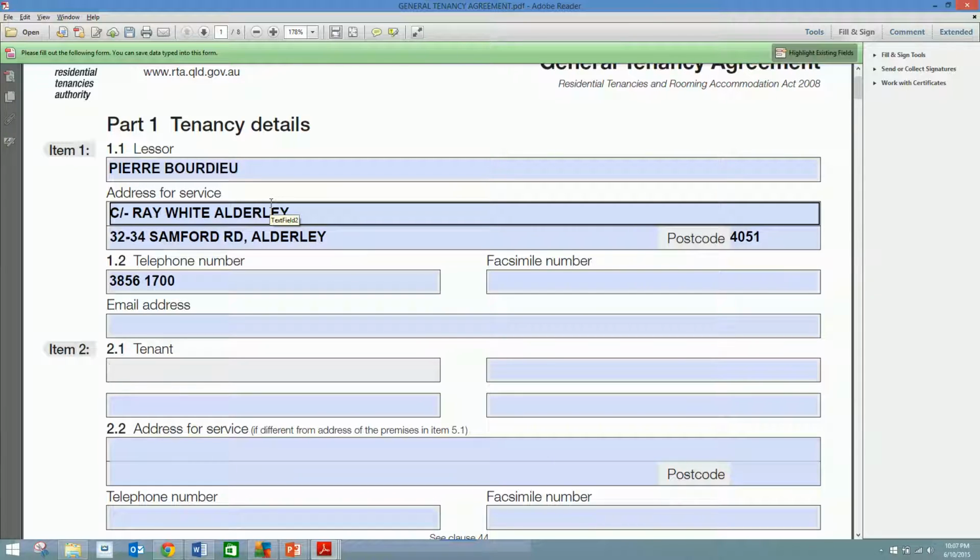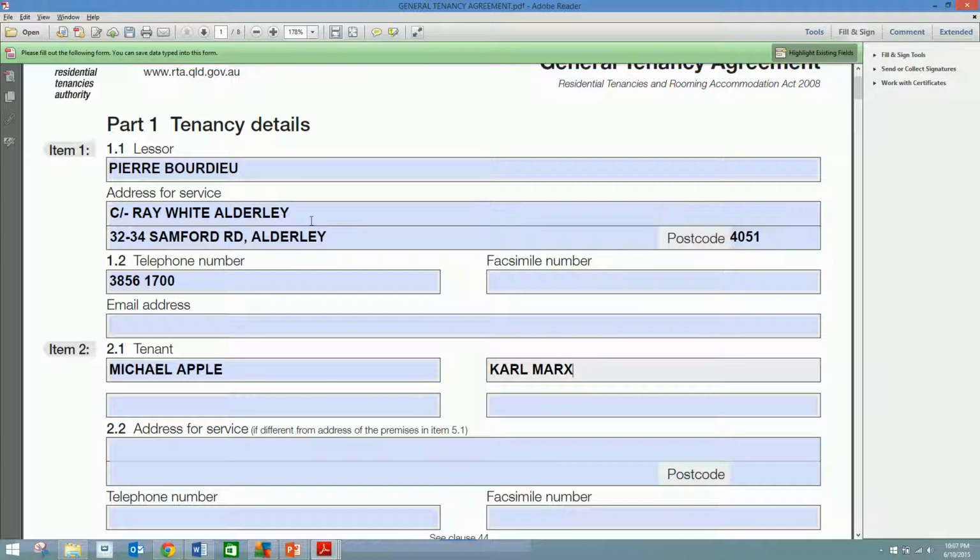Okay, so the tenants. Michael wants to be on the lease and Carl wants to be on the lease as well. Now here the address for the service, that's the address of the property that they're applying for. So it's 17 Araluen Street, Kedron.